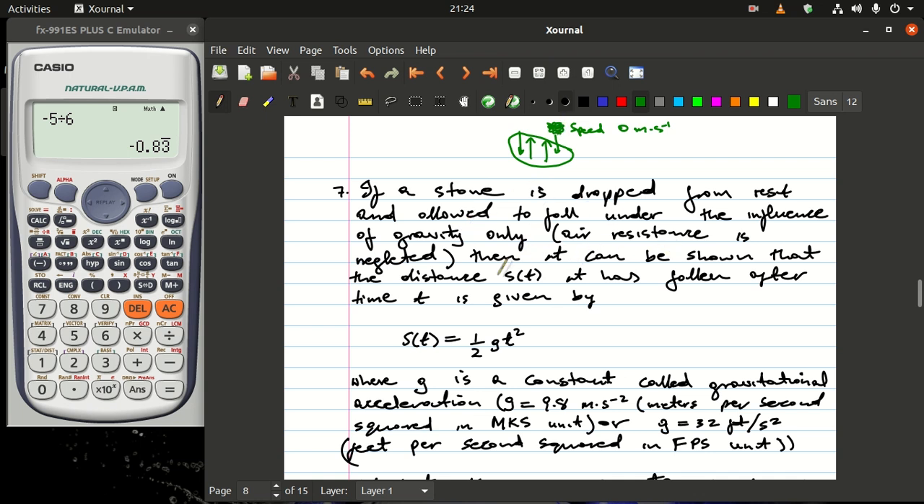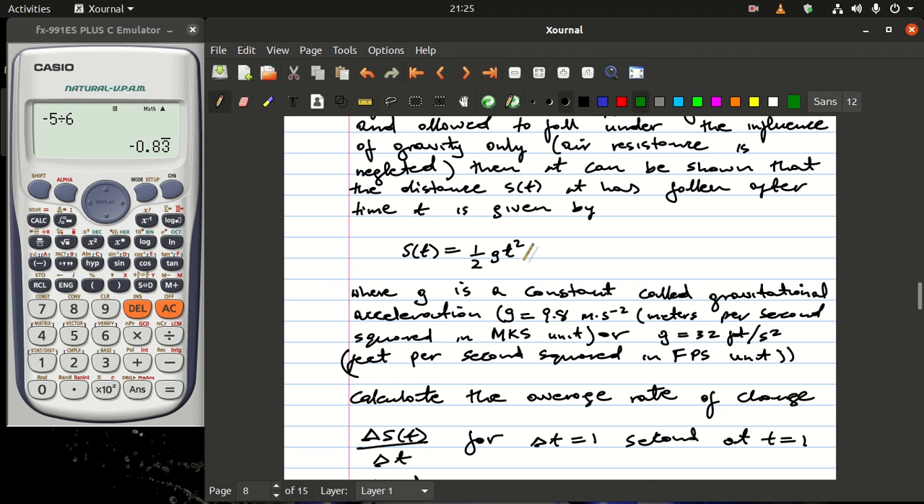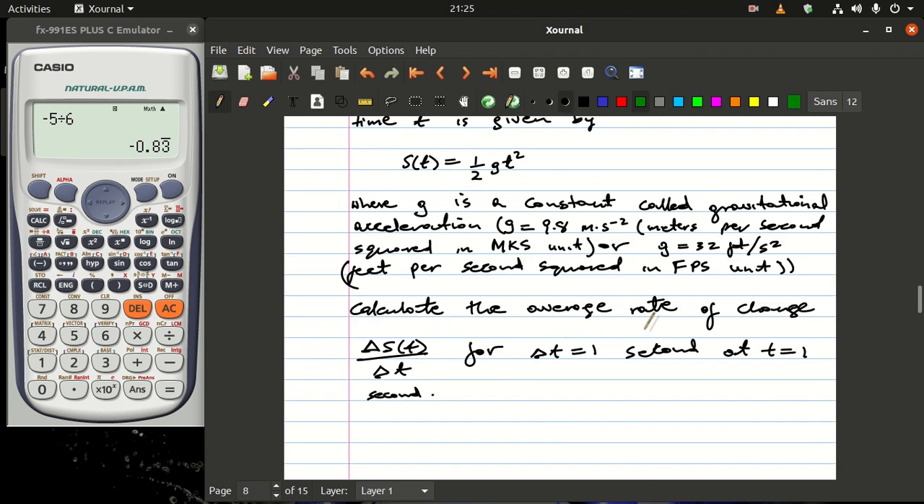Then it can be shown that the distance s(t) can be given by this, right? If we would track how long it has fallen, we can track it with this equation here, where g is a constant and it's usually called gravitational acceleration, and it is equal to 9.8 if we are using the meters, kilograms, seconds system. But if we are using feet, pounds, seconds, it is 32 feet per second squared. So the question now is, you already have this equation, calculate the average rate of change.